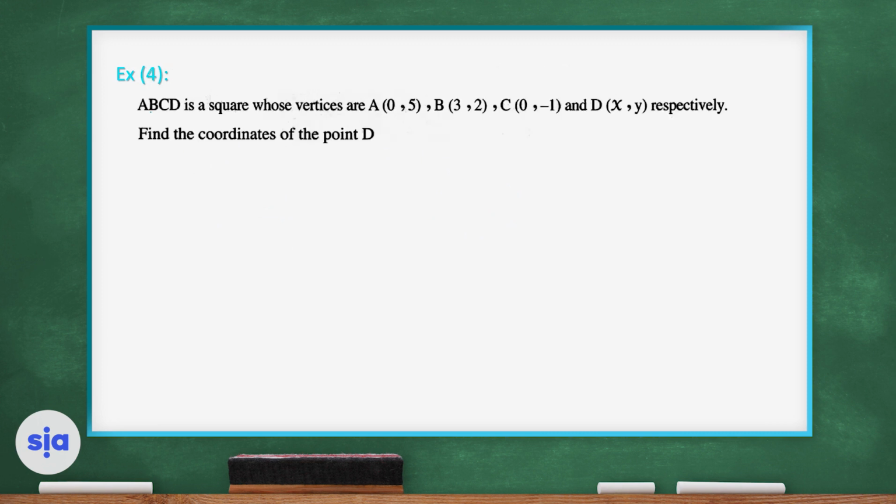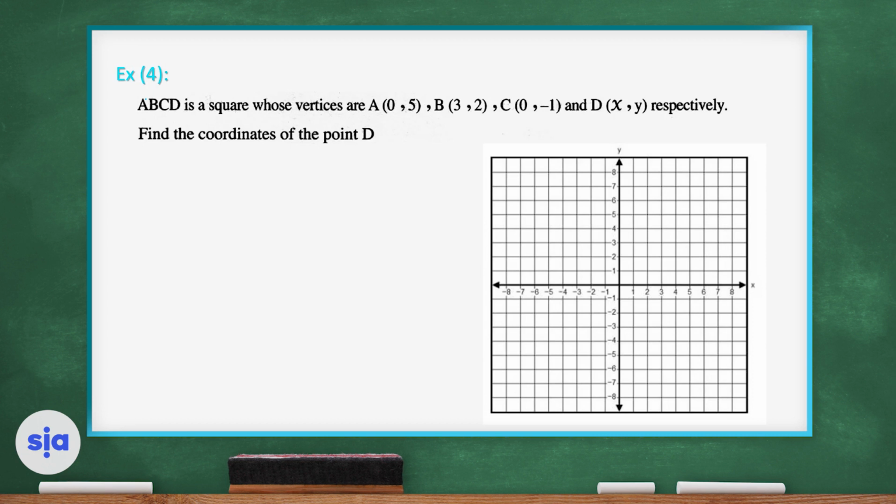In this question, ABCD is a square whose vertices are A, B, C, and D, where D is an unknown. Find the coordinates of point D. You have the option to go and plot the points on the graph. Here are points A, B, and C. And now you're going to calculate, trying to find point D.